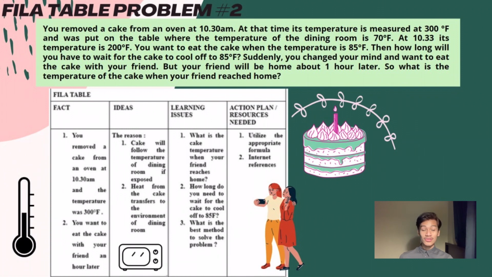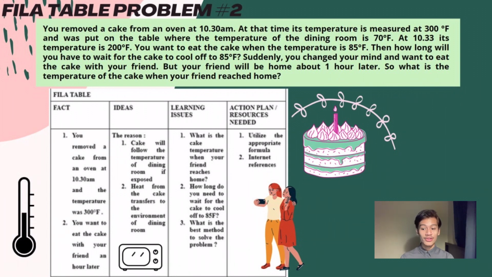Suddenly, you change your mind and want to eat the cake with your friend, but your friend will be home about an hour later. So what is the temperature of the cake when your friend reaches home? Fact number 1 that we got is you remove a cake from an oven at 10:30 a.m. and the temperature was 300 Fahrenheit.